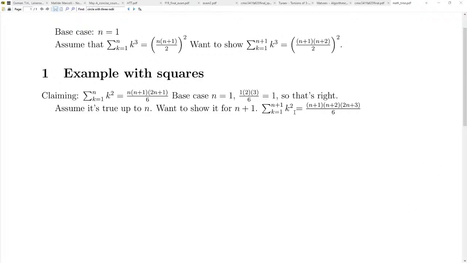Because if you want to show something like this, one way to do it is actually just to FOIL the whole thing out. Because what you're going to do is use the inductive hypothesis. We say that if you go up to n plus 1 of k squared, that's the same thing as going to n of k squared and then just adding on n plus 1 squared. And then by the inductive hypothesis, this is the place where we use it, that's equal to the fraction of n times n plus 1 times 2n plus 1 over 6, like this. So let me just show that.